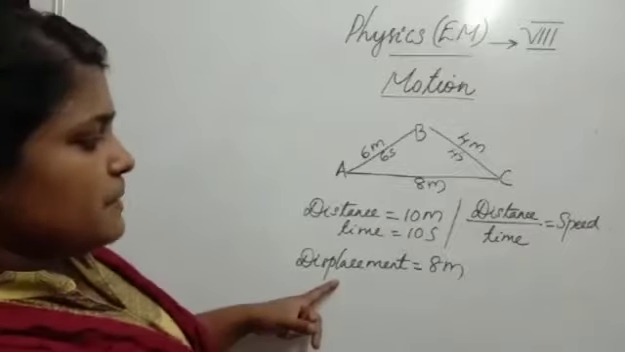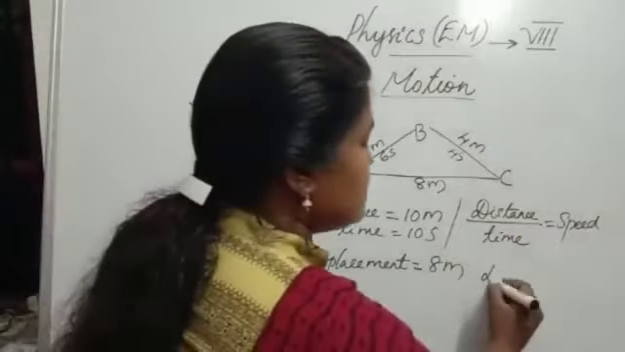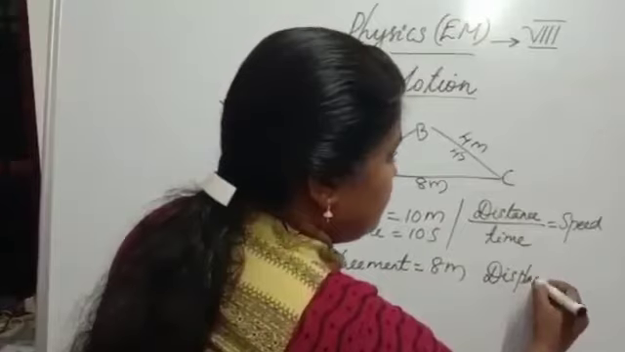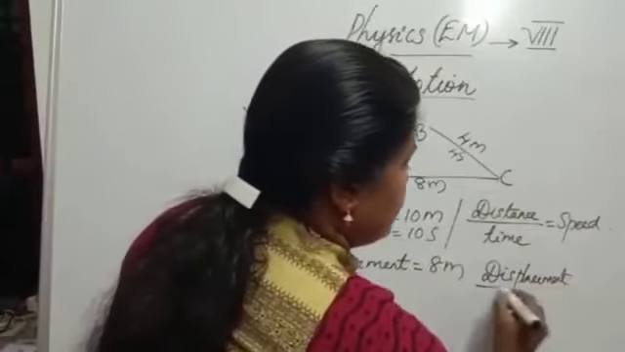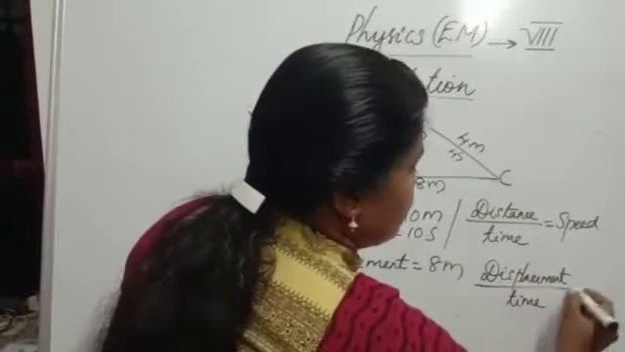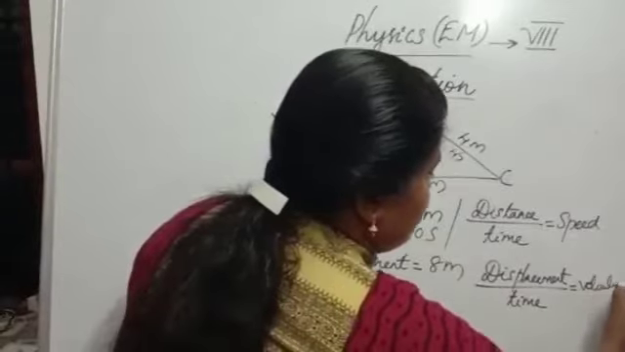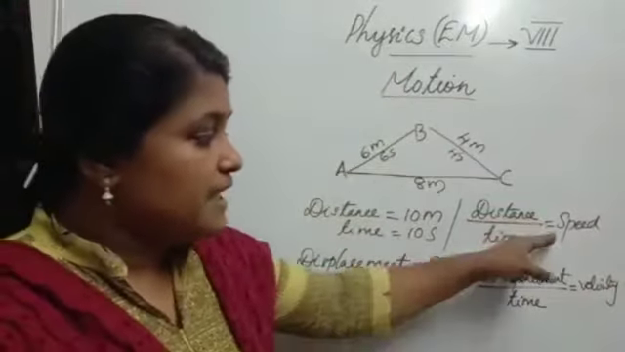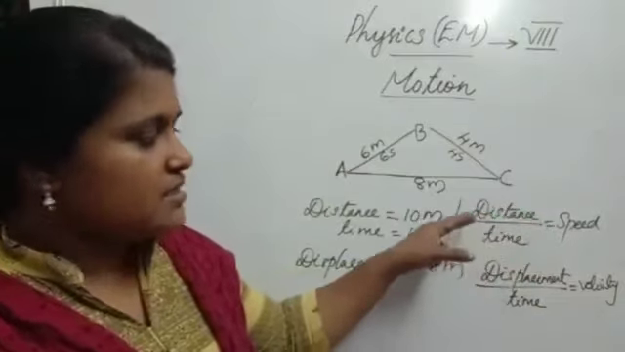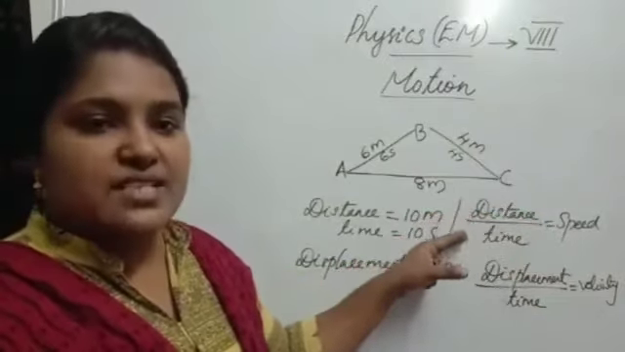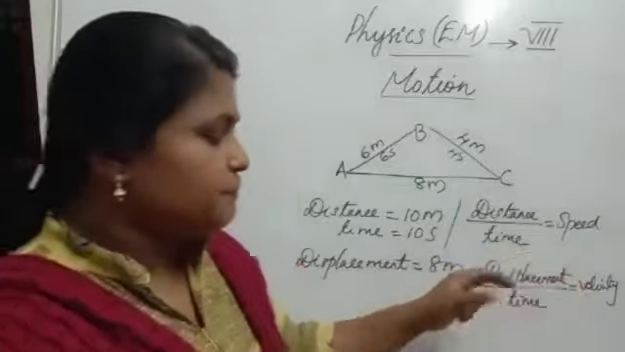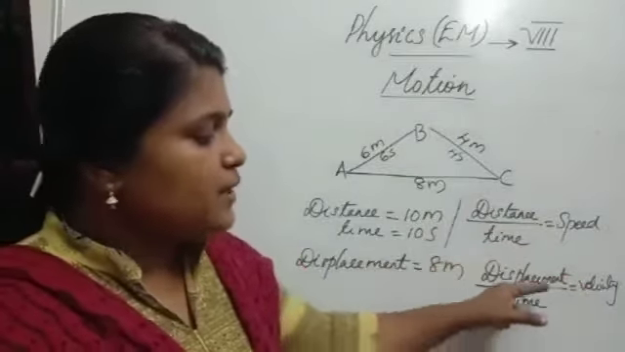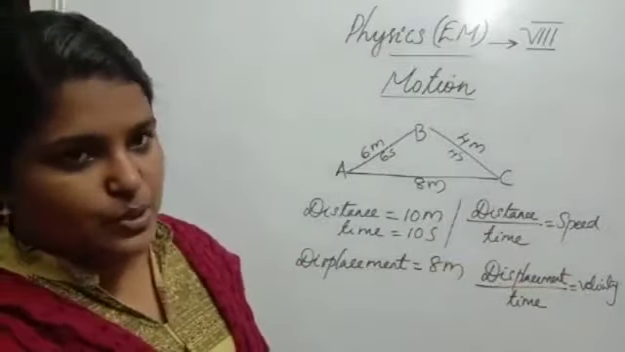Then here displacement by time is equal to velocity. Now we studied the two new terms, speed and velocity. Speed is the distance by time, that is distance per unit time is called speed. But displacement by unit time is called velocity.